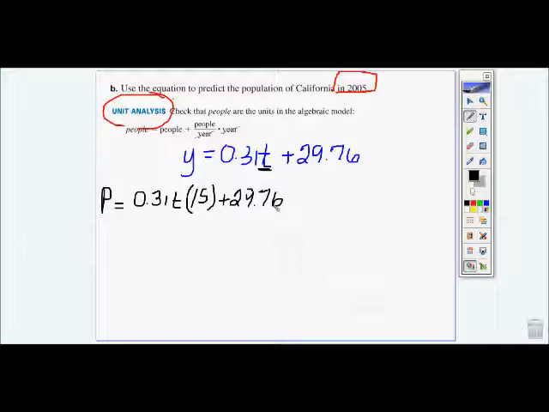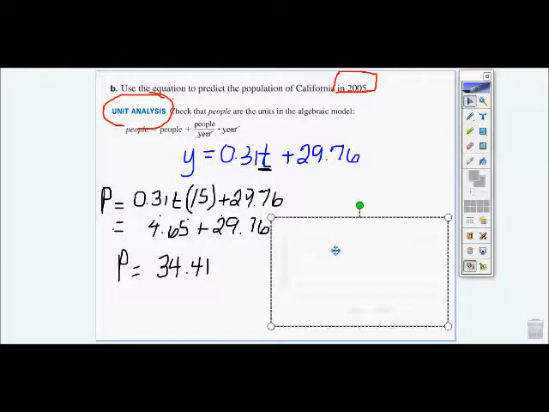And I'm going to get that this is going to equal 4.65 plus, whoops, sorry about that. I'm trying to get it so you can read this a little bit more legibly. 29.76. And so my answer is going to be that my population should be at 34,000,041.